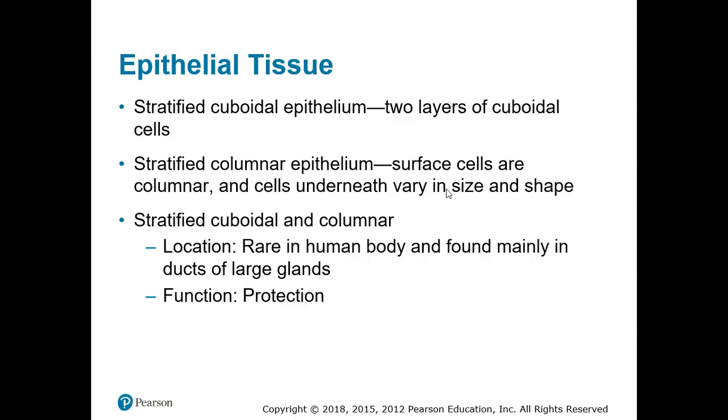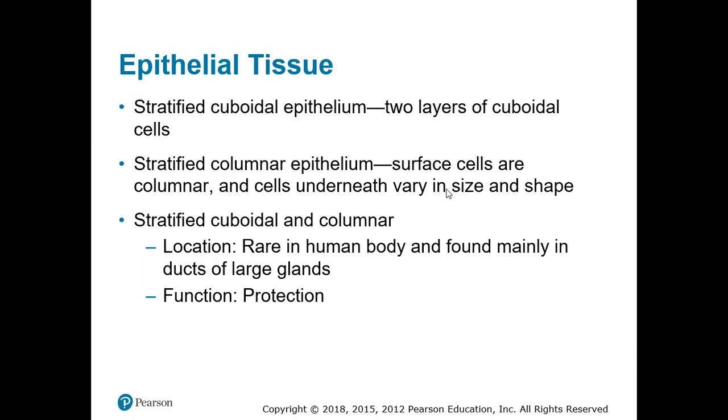The next ones we're going to talk about are going to be two for one. Stratified cuboidal and stratified columnar are usually talked about together. Stratified tells you that it's going to be multiple layers, so usually two layers. Cuboidal, the cells are going to be cube-shaped, whereas with stratified columnar, there are multiple layers, but columnar says they're going to be more rectangular in shape.